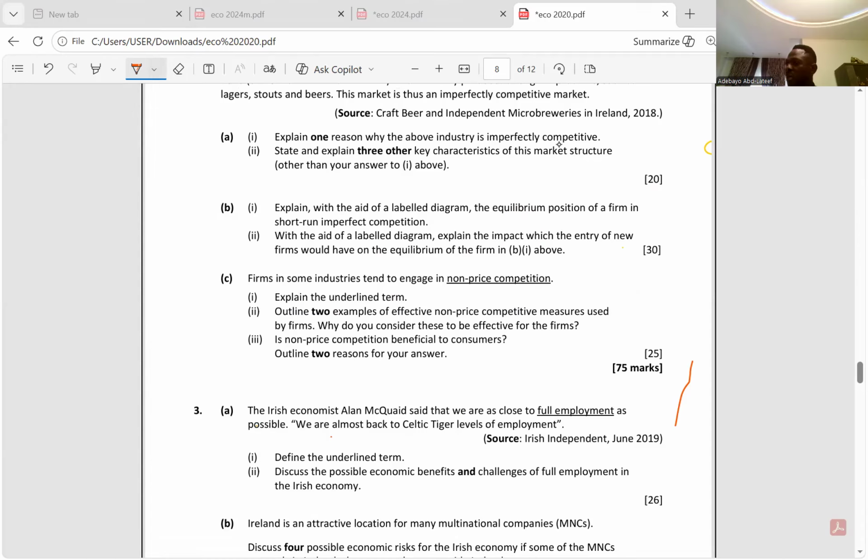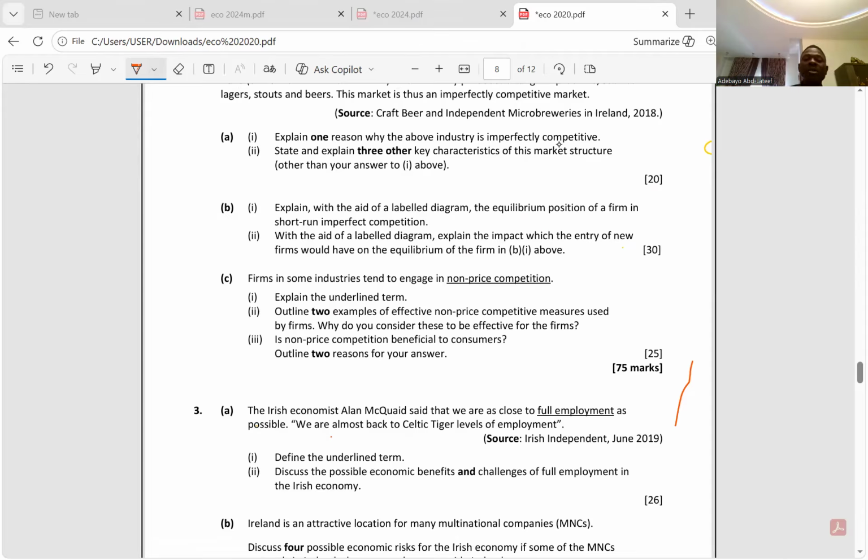Number 2, quality. You can also compete with other firms in the market with quality. Quality means meeting customers' expectations. So if the quality of your product or service is greater or better than those of your competitors, your competitors might be losing their customers to you.